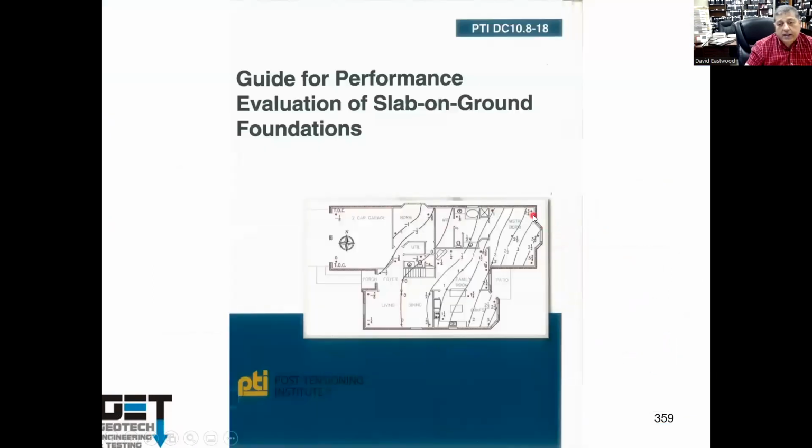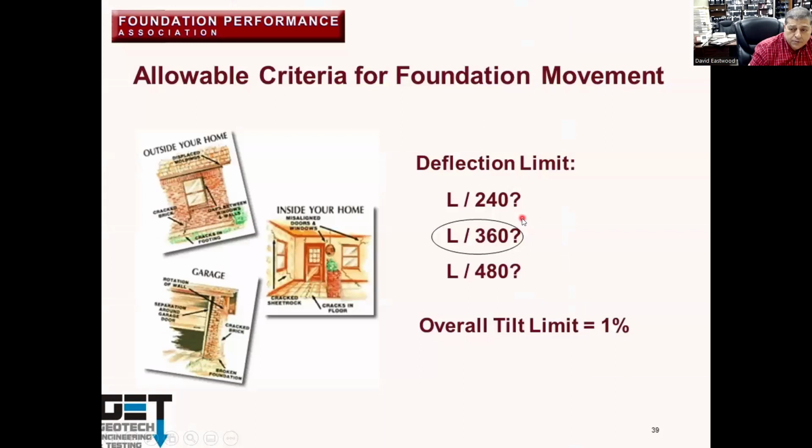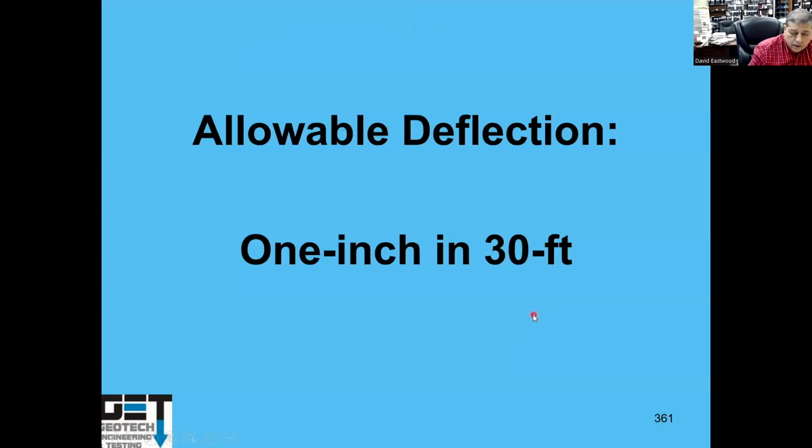PTI has got a guideline for design of the slab on grade and deflections. Also, FPA, Foundation Performance Association, has that. Basically, they say your deflection is L over 360. That's 1 inch in 30 feet. Your tilt is 1%. That's allowable deflection.